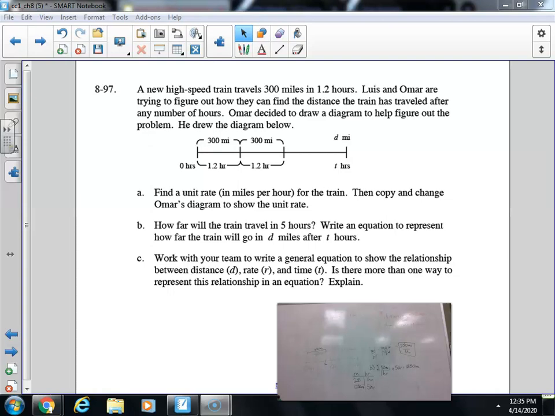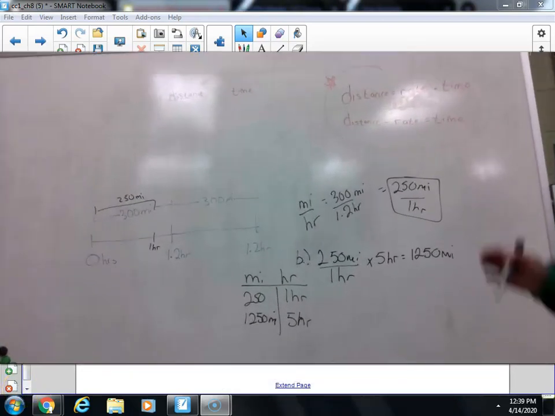So question C says, work with your team to write a general equation to show the relationship between distance, rate, and time. Is there more than one way to represent the relationship in an equation? So we actually have already talked about this in the prior question, but go ahead and think about all the different ways that you can write distance is equal to rate times time.